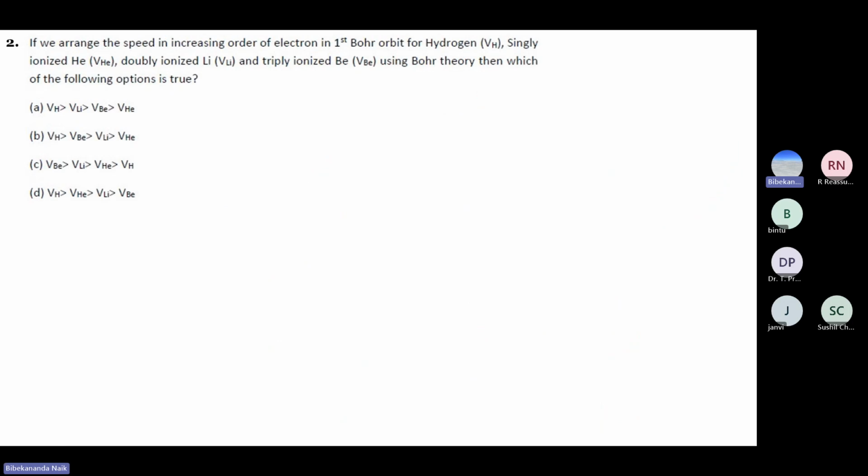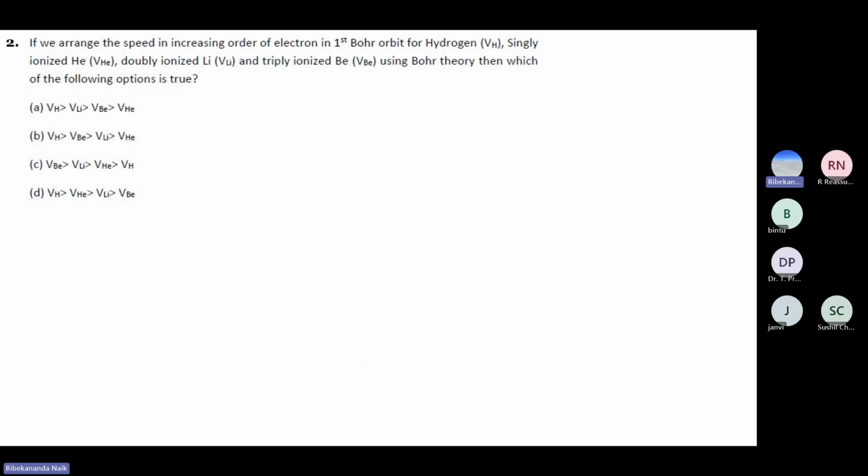This is a good question. The question says, if we arrange the speed in increasing order of the electron in first Bohr orbit of hydrogen, singly ionized helium, doubly ionized lithium, and triply ionized beryllium using Bohr theory, then which of the following options will be true? So the question is asking us to find how we can find the relationship between those velocities.